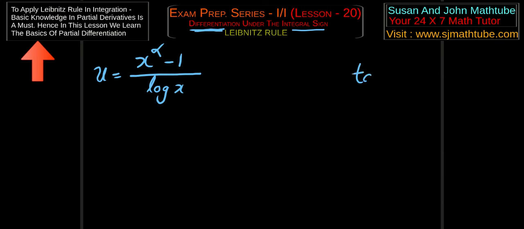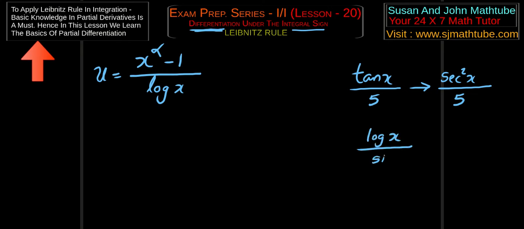Suppose we have to differentiate tan x the whole divided by 5. I keep 5 as such because the denominator is a constant. And the numerator has derivative sec square x, so the derivative will be sec square x by 5. Suppose I want to find the derivative of log x by sine 35 degree. Look at this, the denominator is sine 35 degree and that is a constant. So what I do is I keep the constant as such and the numerator becomes 1 by x.